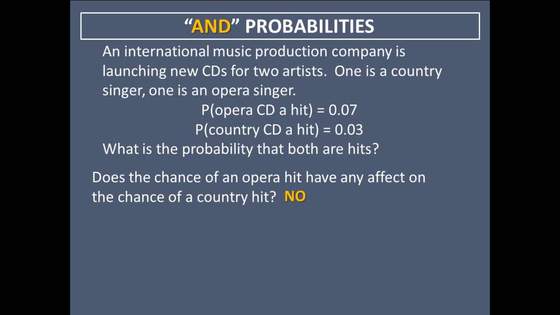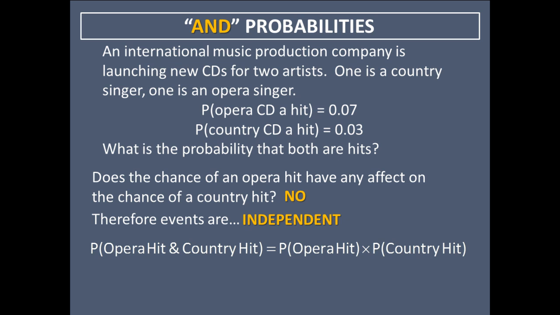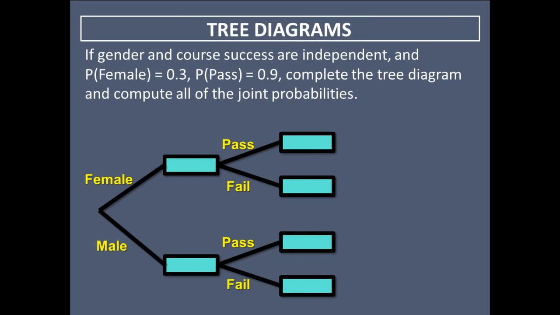I would have to think no, which means since there is no effect from one on the other, the events are independent. And with the events being independent, we can simply multiply the probability of an opera hit times the probability of a country hit, giving us the probability of an opera hit and a country hit being 0.0021. Sometimes you may see these probabilities being represented in what is known as a tree diagram.